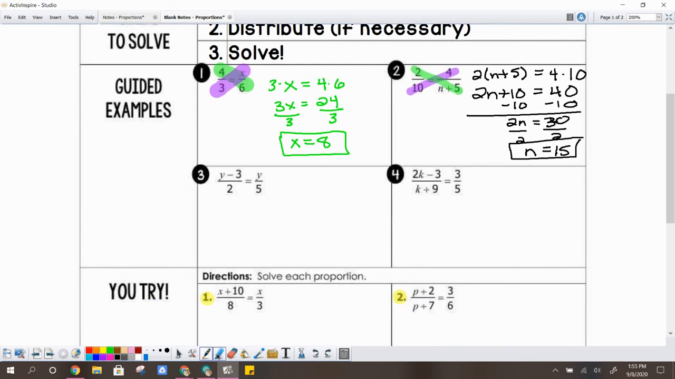So for number 3, step 1 is to cross multiply. So I'm going to go ahead and show what I'm going to multiply just to keep me organized. My variable up here, and I'm multiplying it by 5. So 5 times y minus 3 equals 2 times y. Okay, so this time I have 2 variables, and that's okay. We're going to go ahead and do step 2 to distribute first. So then I'm going to pass my 5 out to both parts.